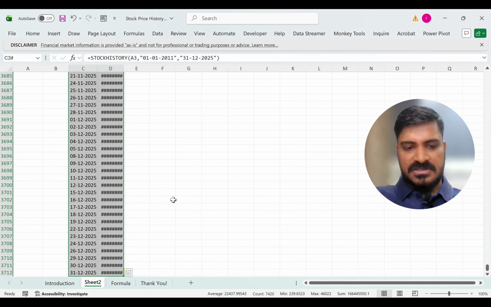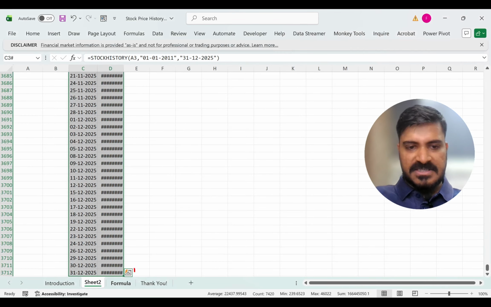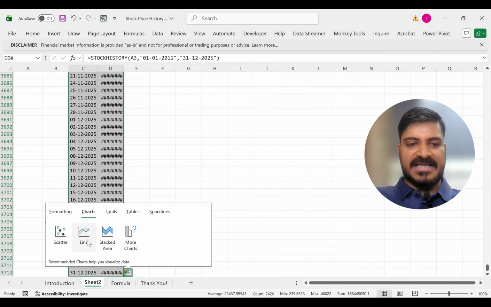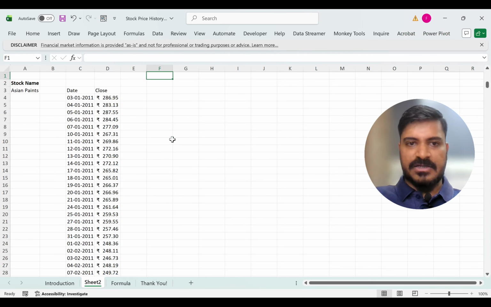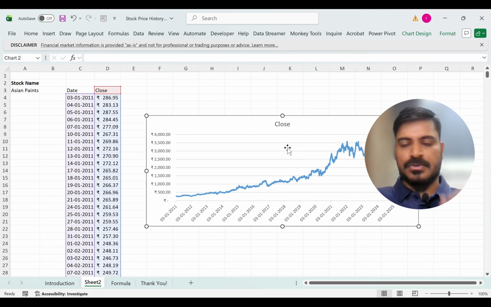Now let me just select the data. I'll click on this small option that you can see here. It is basically giving you a lot of quick formatting and quick analysis options. I click on it, go over to chart, and I select line chart, which is the easiest to interpret. I just cut it, go up and paste it. So I have the same chart which I showed you some time back, ready in this new sheet.